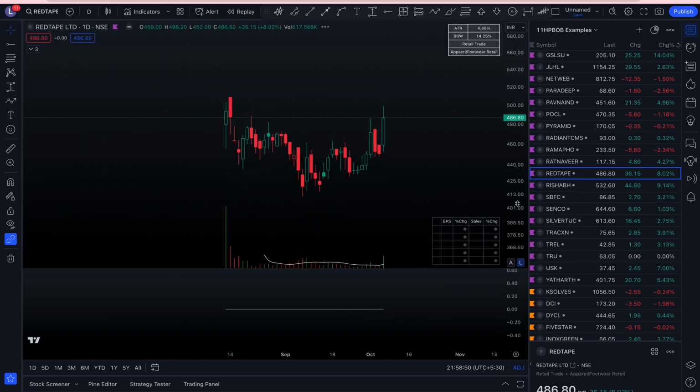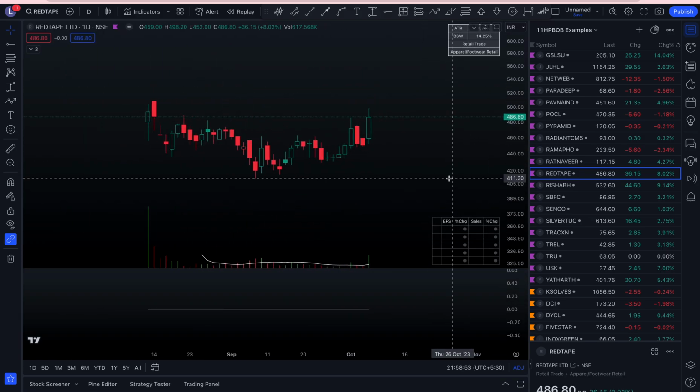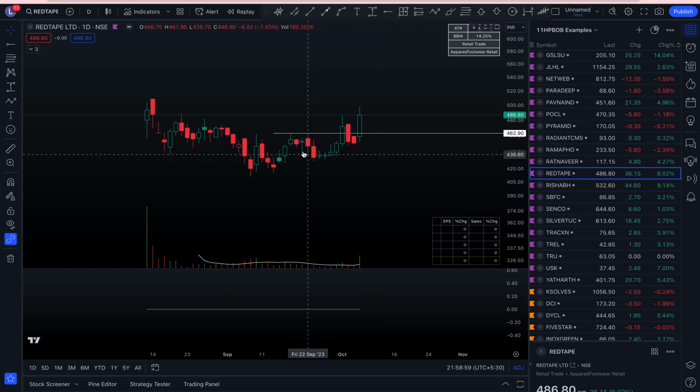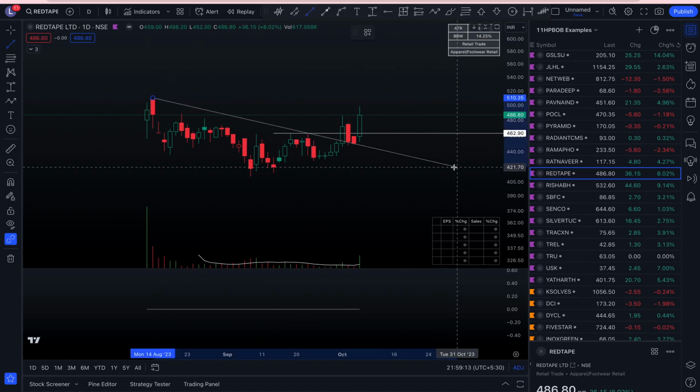Red Tape, this is a name which you will find a lot on Twitter, and the valid entry point here was this, above this pivot. Why? Because above this pivot we have a new high, which is a higher high than this, which is already a higher low. So higher high, next higher low, that's a continuation of the uptrend. That also would have been a DTL based breakout.